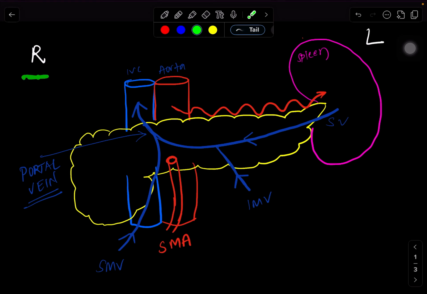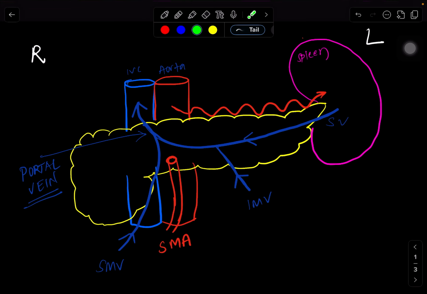Here in this diagram, this is the right, this is the left. We can see the IVC here, aorta here. Now first, the aorta gives three unpaired branches which are celiac trunk, superior mesenteric artery and inferior mesenteric artery here. First of all, going to the celiac trunk. The celiac trunk gives three branches. One is left gastric artery, another is splenic artery, and then we have the common hepatic artery.